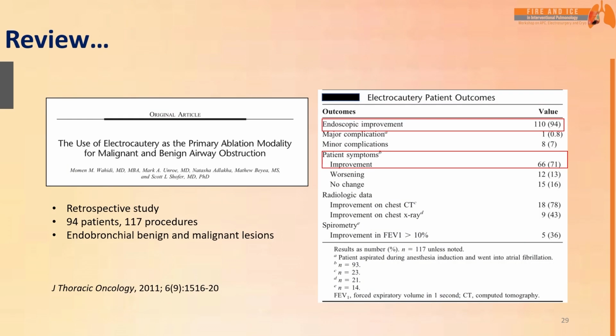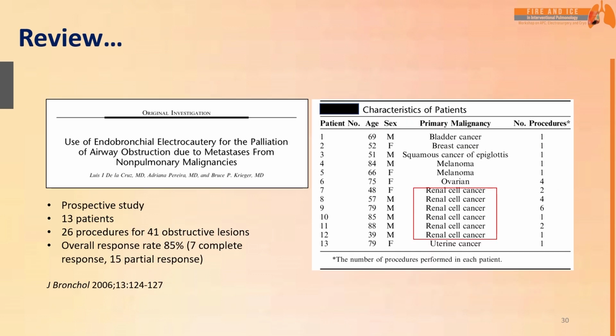Now, a couple of good papers were published on the impact of electrocautery for the management of airway tumors or airway obstructions. So this is the largest paper, published by Momen Wahidi. This retrospective paper was on the management of both benign and malignant airway obstruction, and this study included 94 patients with 117 procedures. In 94% of cases, there was endoscopic improvement, and in 71% of cases, there was symptomatic improvement of the patients.